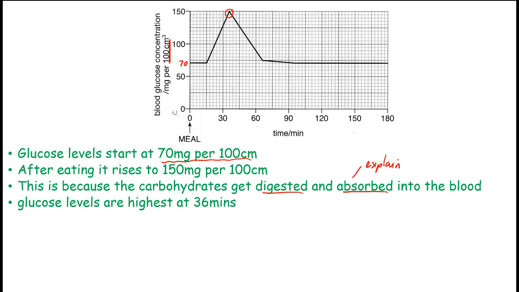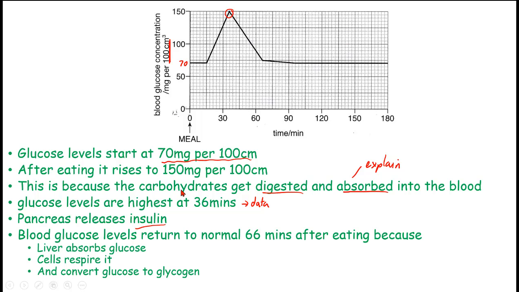The glucose levels are highest at 36 minutes. That's more data. Then the pancreas releases insulin and the blood glucose levels return to normal 66 minutes after eating because the liver absorbs it, the cells respire it, and the glucose is converted to glycogen.